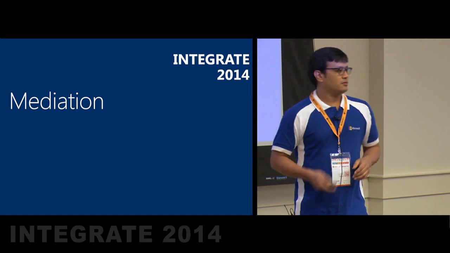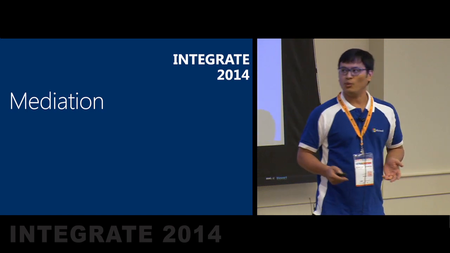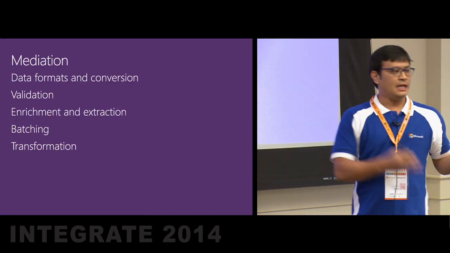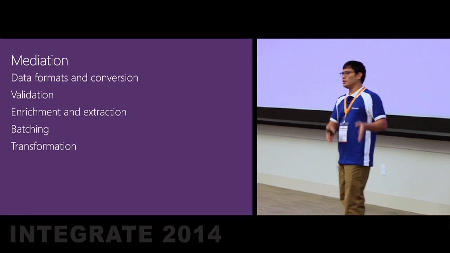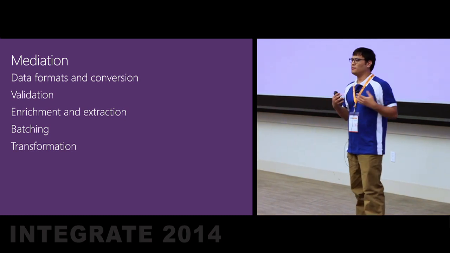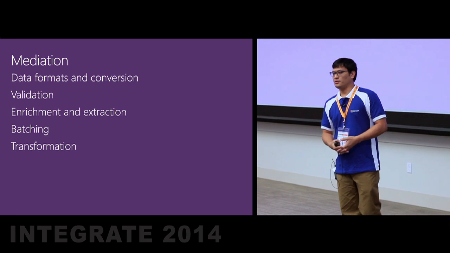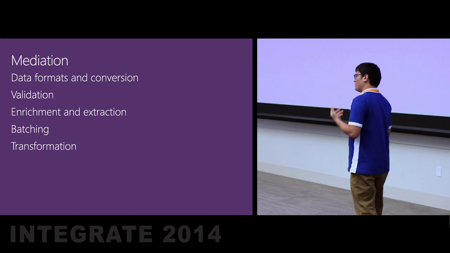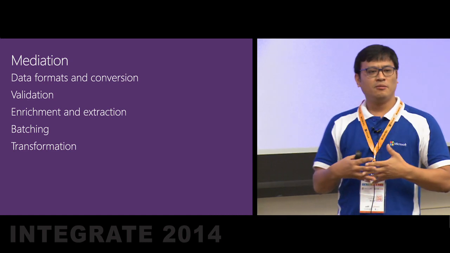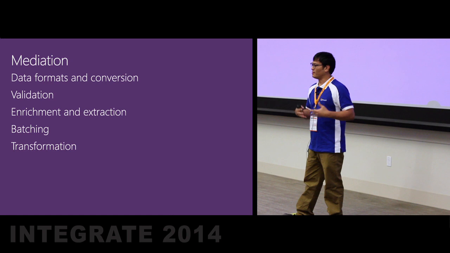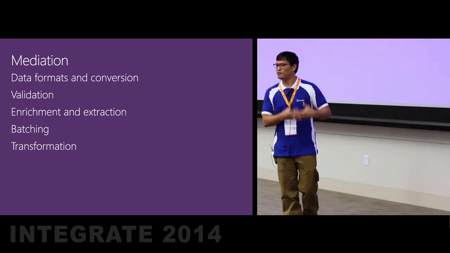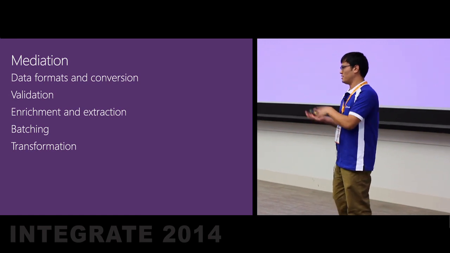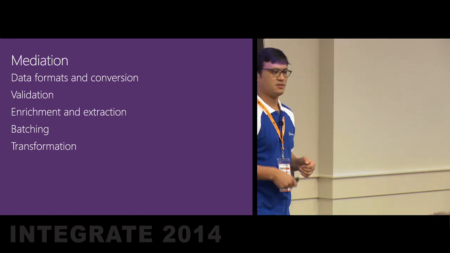So let's now look at what mediation is and what we provide. There is a set of mediation capabilities. In any enterprise, when you talk about integrating two different systems, you need some mediation capabilities, right? Because the data formats could be different, you want to do validation, transform, enrichment and batching. All these are mediation capabilities, because systems talk differently, right? They talk different languages, the data format is different. So the mediation capabilities allow you to normalize that data and then you can integrate those two systems.